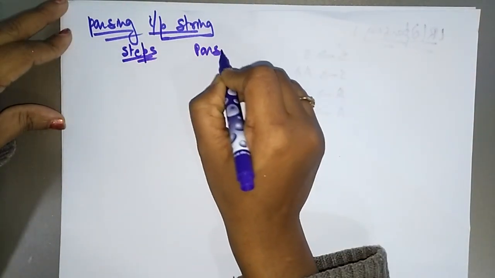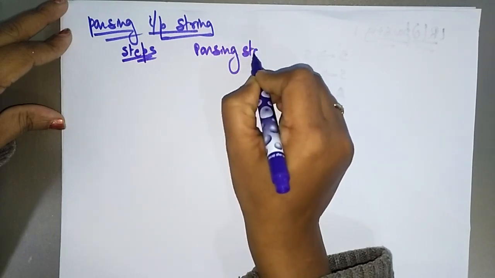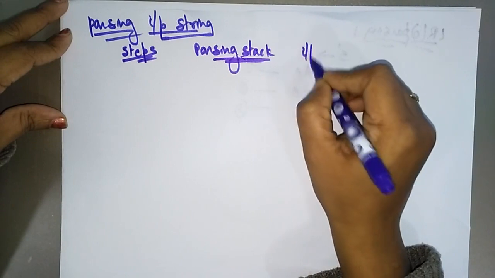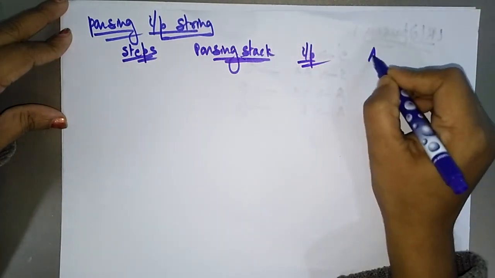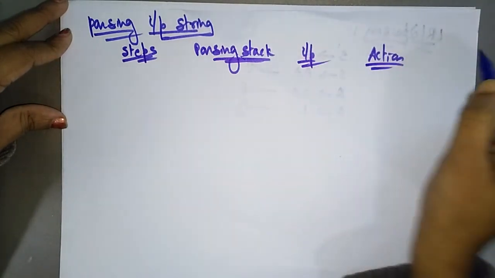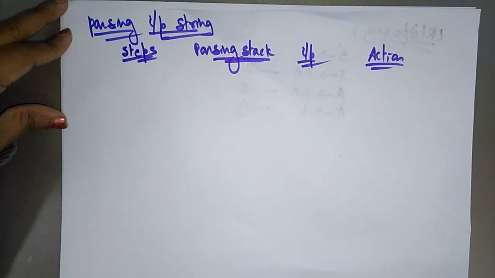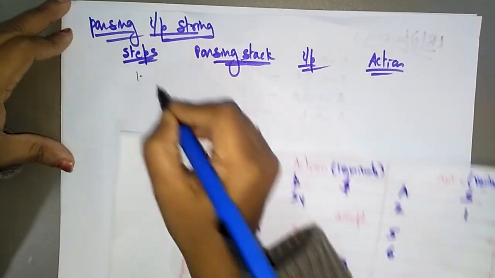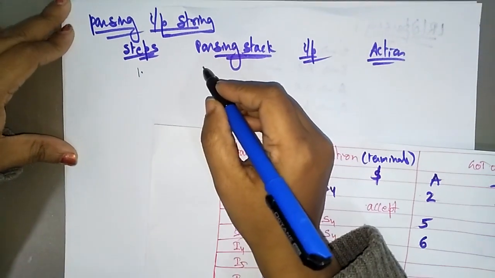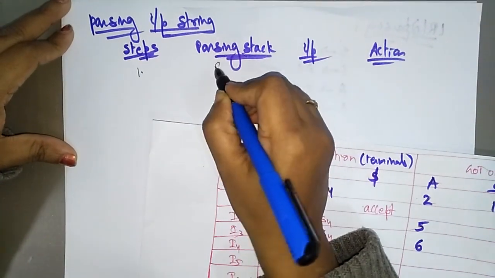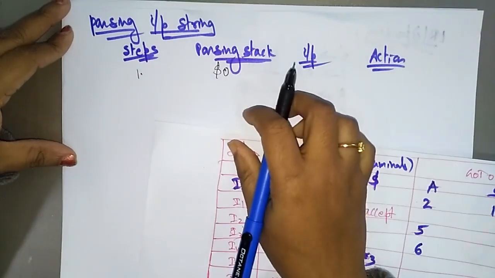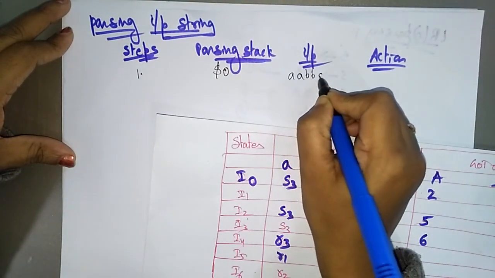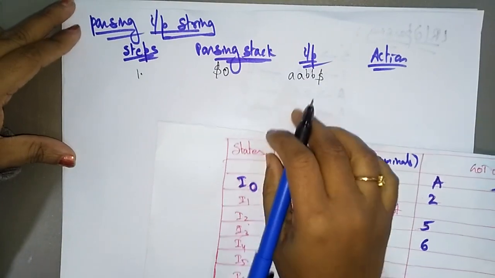Parsing stack, input whatever they are given, and the action. Okay, so let's see the table and find out. Let's take the starting step. In step 1, the parsing stack is $0, that is the empty string, and the input is AABB$. This is the input string that we have to parse.